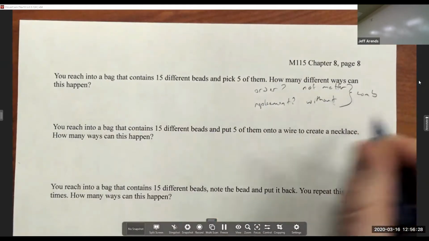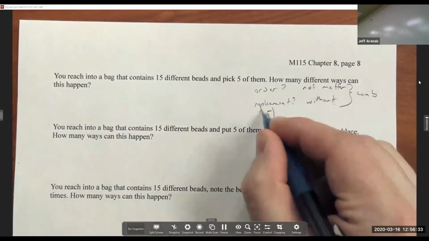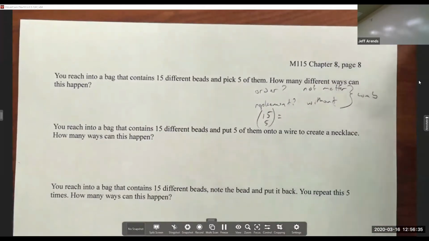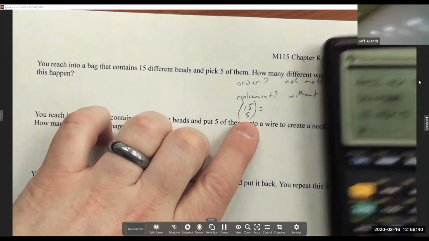All right, now that I know I'm dealing with a combination, the number I should be looking for here is 15 choose 5, which is 3003.